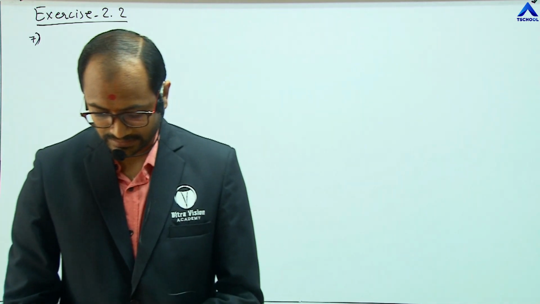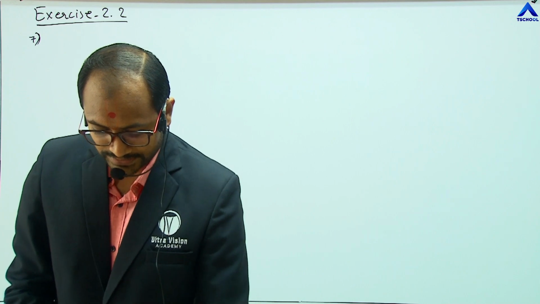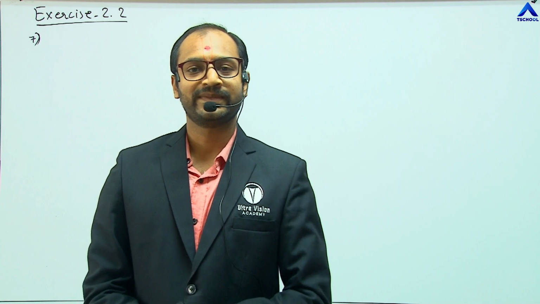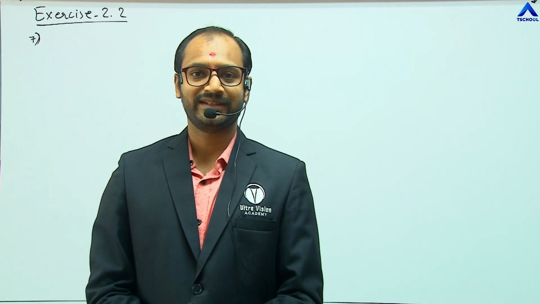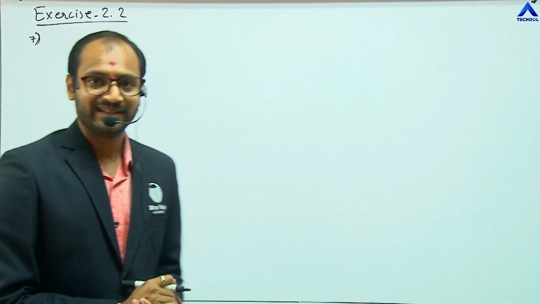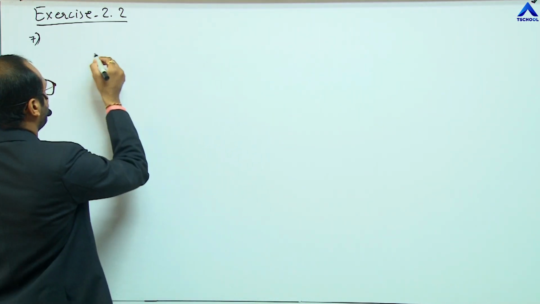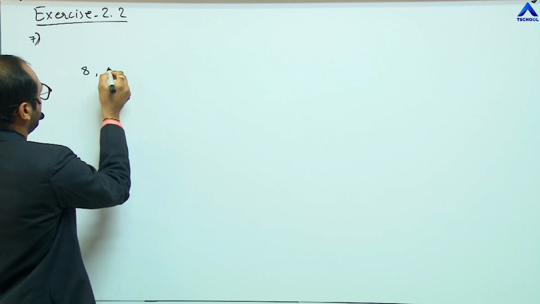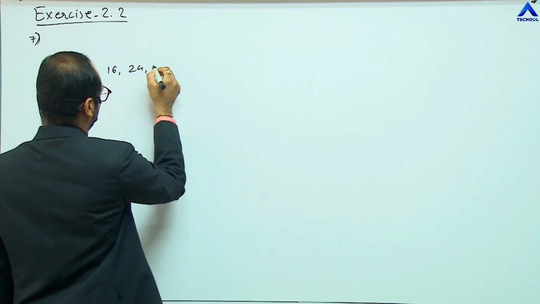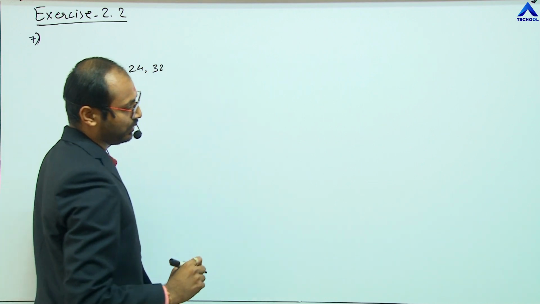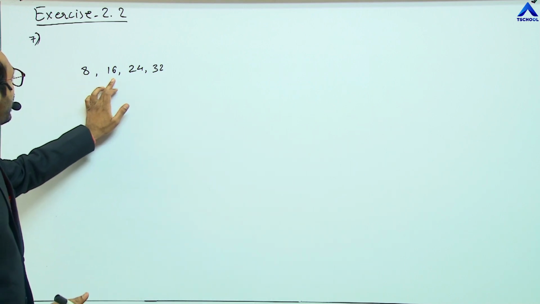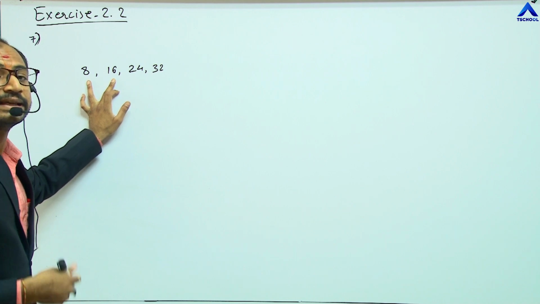Next, question number 7. The sum of 3 consecutive multiples of 8 is 88. Multiples of 8 are separated by a distance of 8. Like the multiples of 8 are 8 1s are 8, 8 2s are 16, 8 3s are 24, 8 4s are 32, and so on. Clear? So here all are separated by a distance of 8.